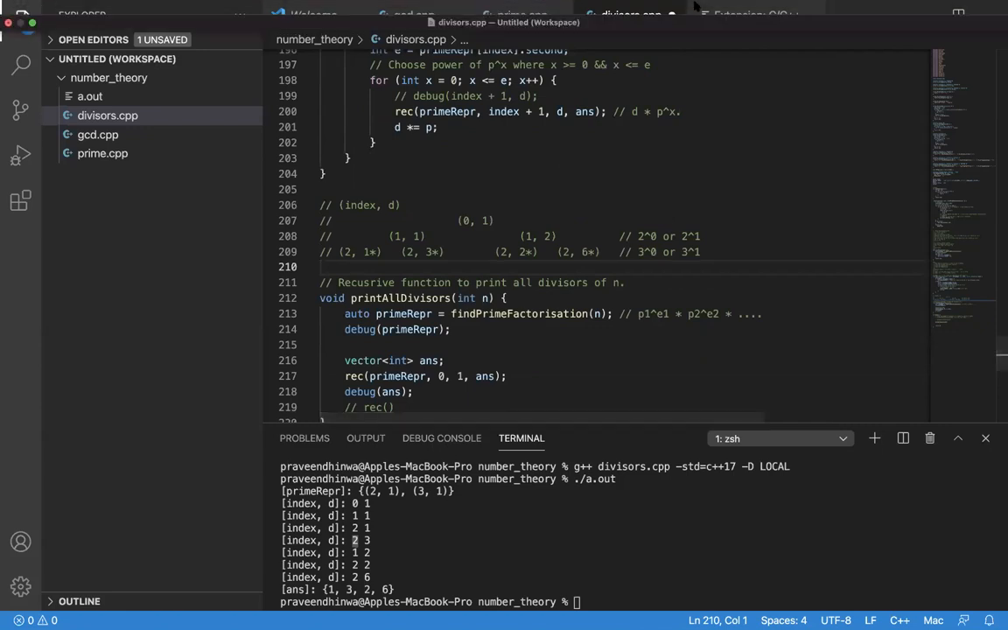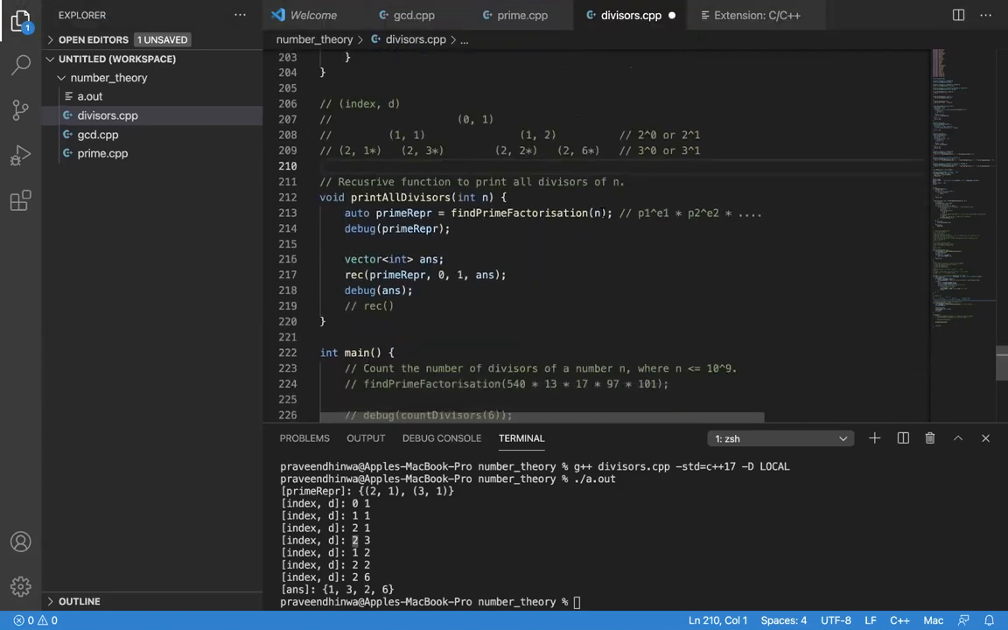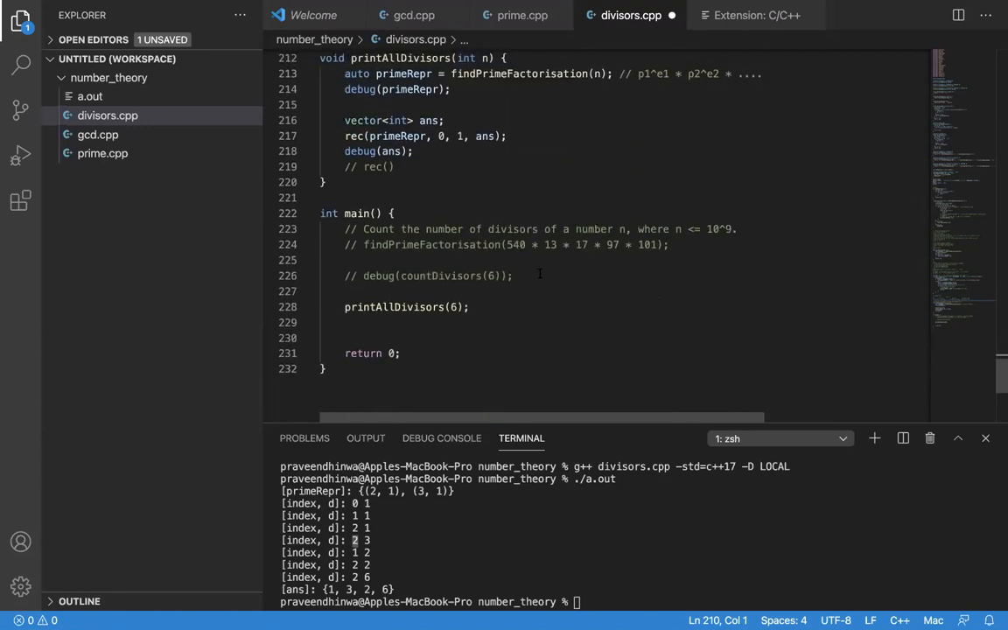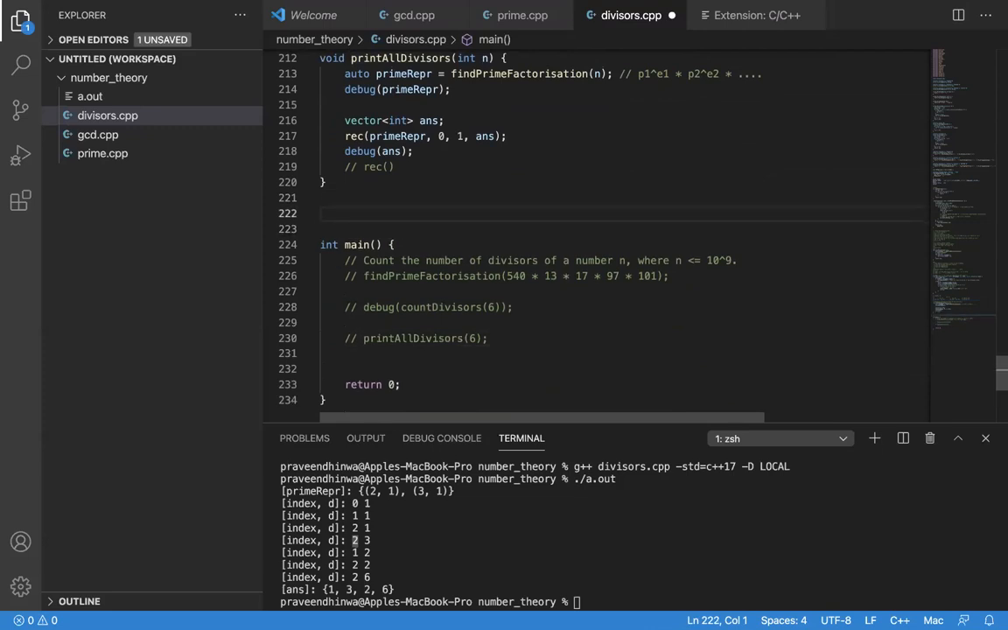Anyone else have any doubts in this? Should I go to the next topic? So now we will do sieve for these divisors itself. Suppose now someone asks you, given a number n, find divisors of all numbers from 1 to n.